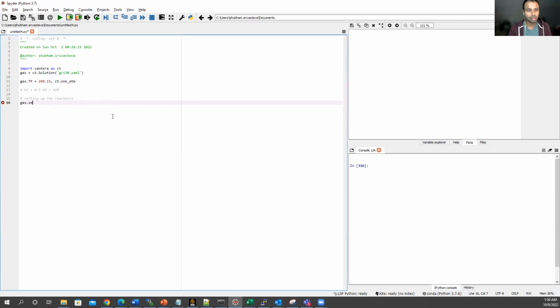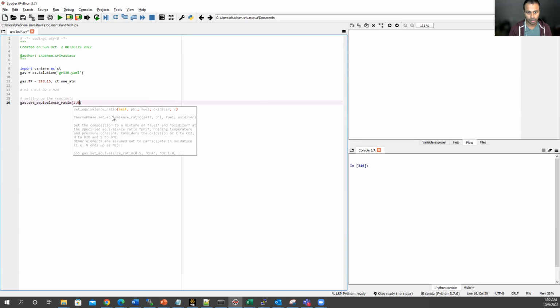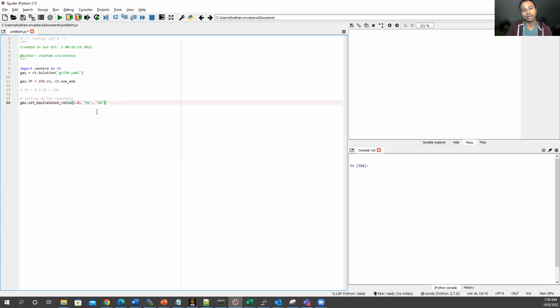So gas dot set equivalence ratio of 1, with hydrogen as fuel and oxygen as oxidizer. What we've done here is produce a reactant mixture of hydrogen and oxygen in stoichiometric ratio, because by definition, for calculating the heating value of a fuel, the reaction has to be in stoichiometric proportion. It has to be complete combustion, so that the end products are only carbon dioxide and water, if it's a hydrocarbon. So we've done that here.